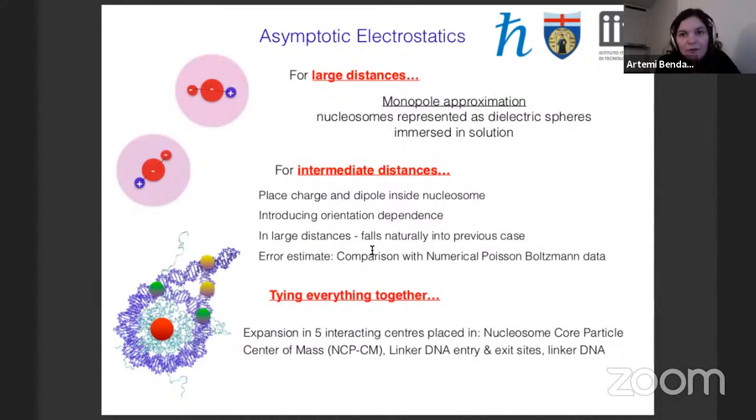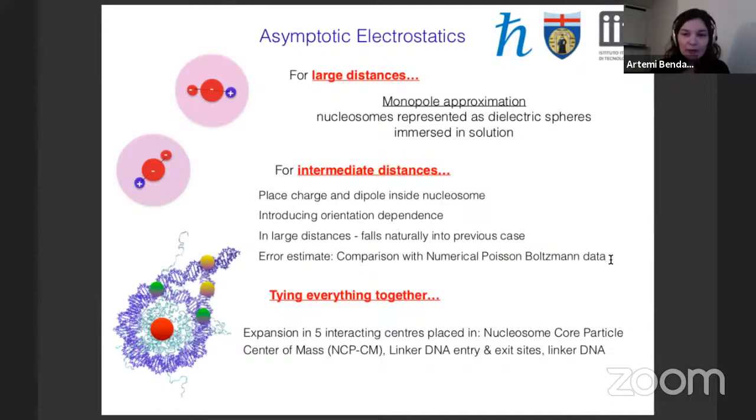So yeah, we said what we are doing for close distances and for intermediate distances, but where do we want to take this? So for large distances, we're just looking at the monopole approximation. The nucleosomes are represented as electric spheres immersed in a solution with just the monopole charge placed in them. For intermediate distances, we also have the emergence of a dipole inside the nucleosome. This introduces the orientation dependence, which, as we saw, becomes relevant. And what is nice is that for large distances, this naturally falls into the previous case because the dipole term becomes less and less important.